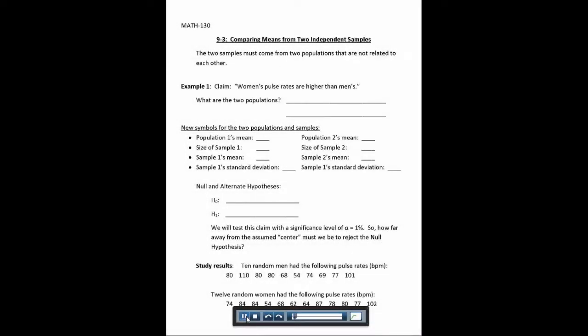In 9.93, we're still talking about hypothesis testing for two populations, and this time we're going to talk about means instead of proportions. Most of it's going to be the same. Again, we'll have some new symbols, and we'll talk about how to put it in your calculator.